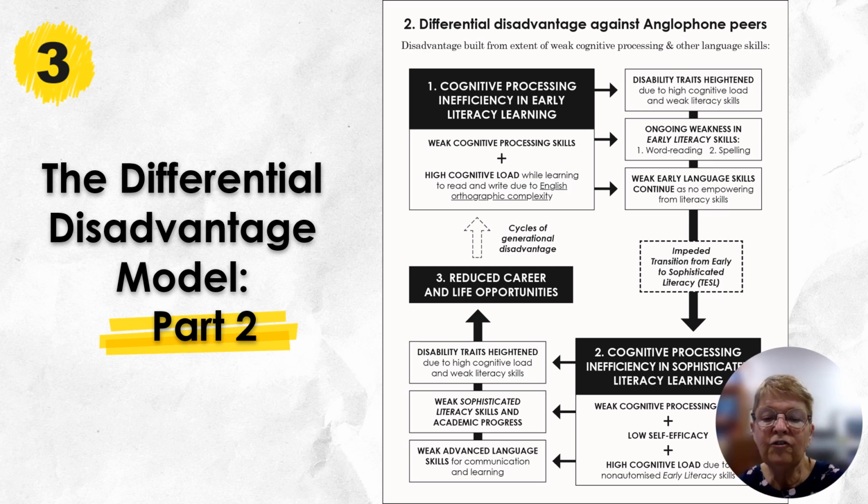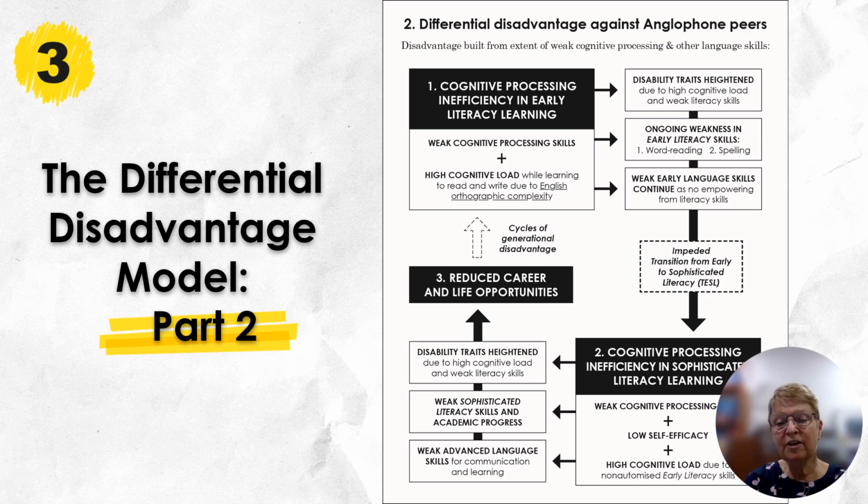Part 2 shows the differential disadvantage that our weak readers have against their Anglophone peers. Okay, we'll start top left, number 1. Weak readers often start with cognitive processing inefficiency in early literacy learning, and then they struggle to cope with the high cognitive load of learning to read and write. This, looking over towards top right, their disability traits are heightened, okay, because of the high cognitive load and weak literacy skills. They have ongoing weakness in early literacy skills.